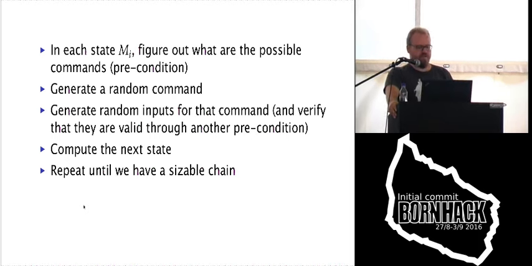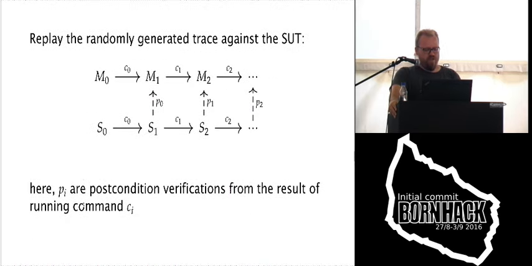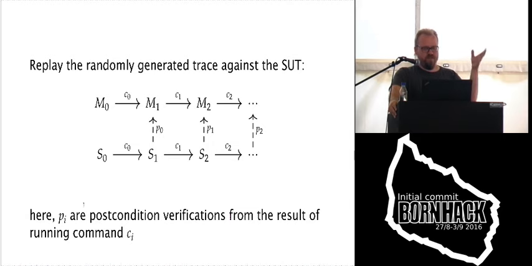And then you repeat this state transition until you have a sizable chain. And sizable chain in this case is something like 50 commands to 300, 400 commands. Something along that size. So once you have that, then you run the thing against the real system. So down here we have S0, which is the state of the system under test, and we run the same Z0 command against that one, the one we just generated.